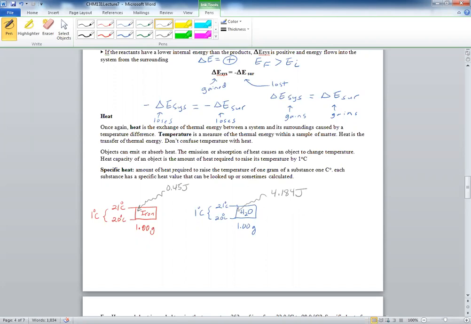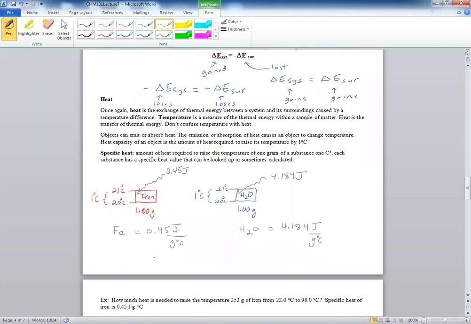This right here is called the amount of heat required to raise the temperature by 1 degree Celsius. That's specific heat. For iron, Fe, it would be 0.45 joules per gram Celsius. And for water, that would be 4.184 joules per gram Celsius.